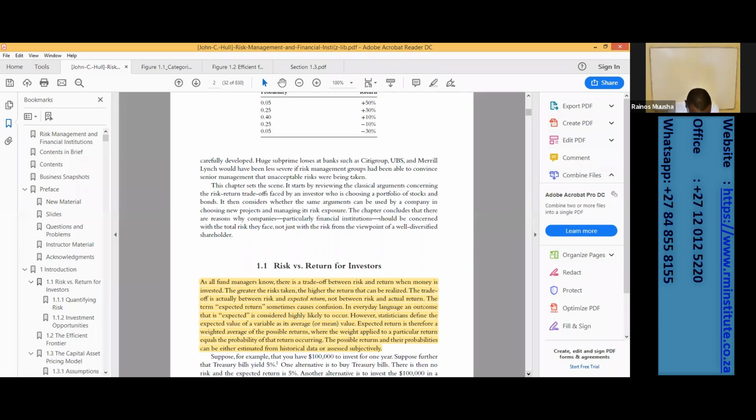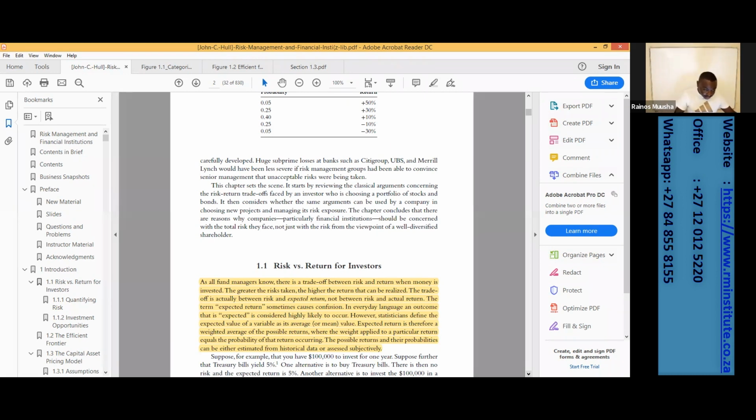If you check just below section 1.1, they say, as all fund managers know, there is a trade-off between risk and return when money is invested. The greater the risk taken, the higher the return that can be realized. So the trade-off is actually between risk and expected return, not between risk and actual return. What they're trying to explain is that just because you're taking more risk does not mean you are guaranteed to get a higher return.